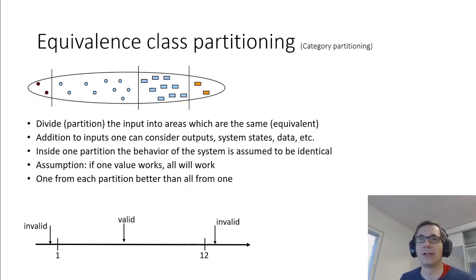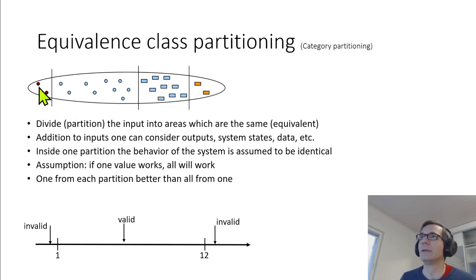Let's look into equivalence class partitioning, also known as category partitioning. Here we divide or partition the input in areas which are the same. In other words, they are equivalent. On the screen you can see an oval shape that is partitioned into classes. Inside of each class, the items appear to be the same. So we have 4 equivalence classes.